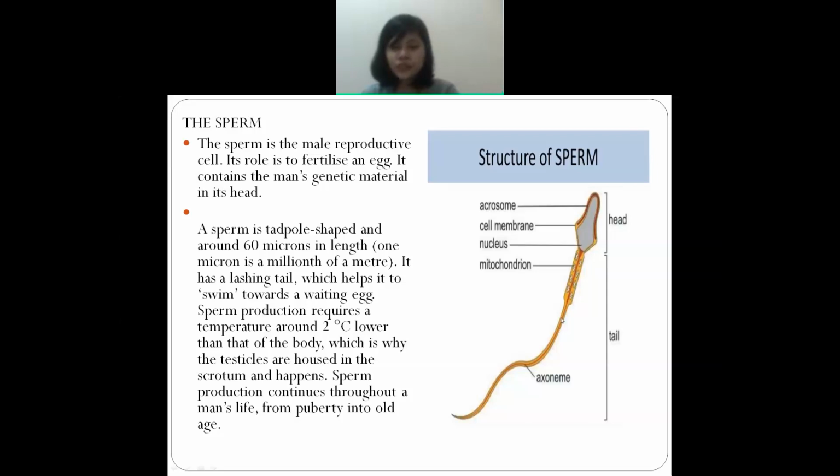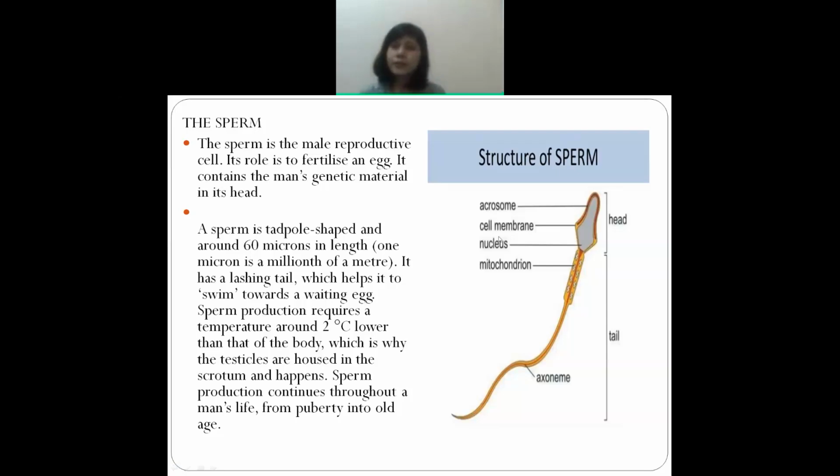Understand? The production of the sperm by the male continues from puberty. They continue from puberty till old age. Is it clear, everyone, about the sperm? Any doubts? Ma'am, repeat again that tadpole.